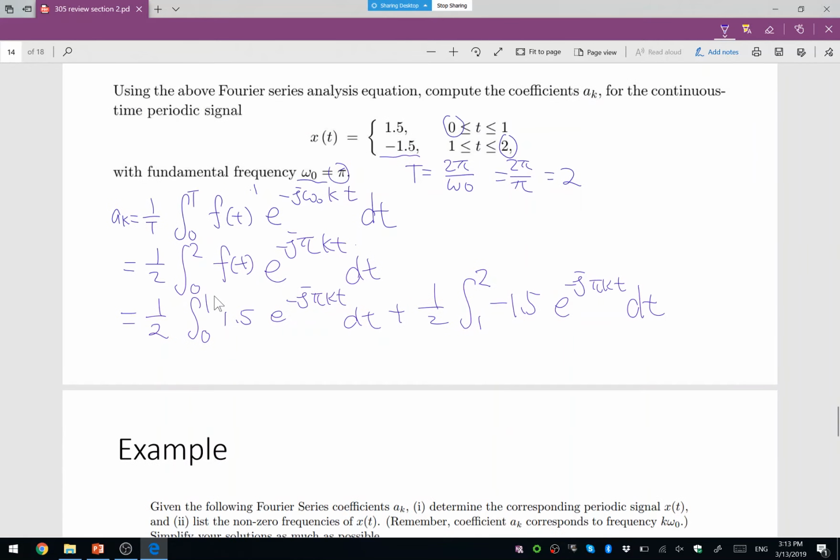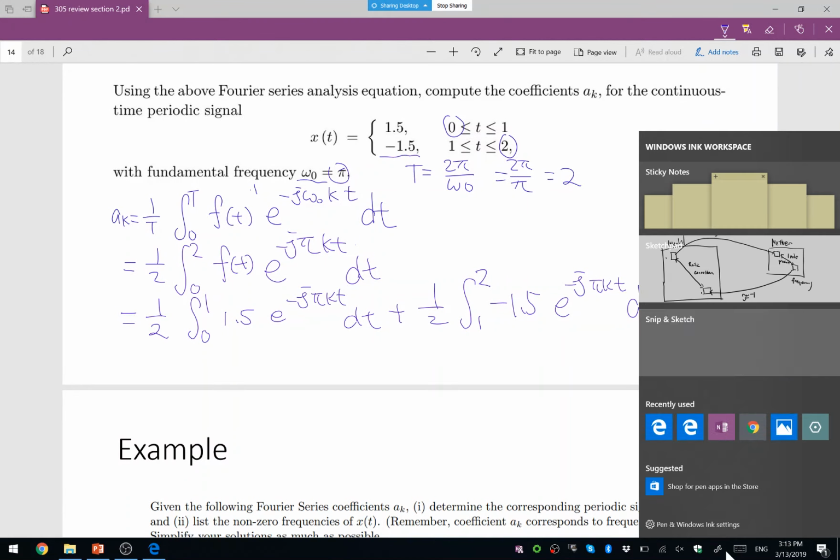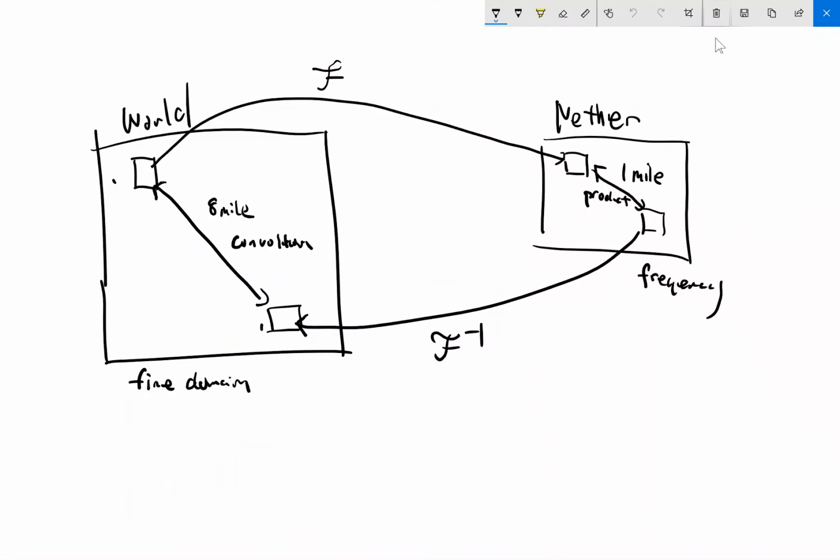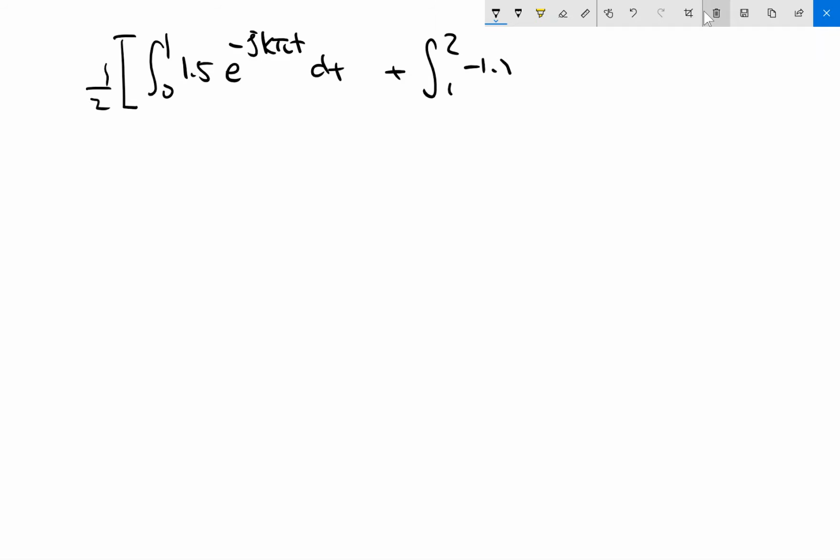Let's see if I have more space for that. So let's first copy what we had before. It's half, 0 to 1, 1.5 e to the power minus j k pi t dt, plus 1 to 2, minus 1.5 e to the power minus j k pi t dt, close.